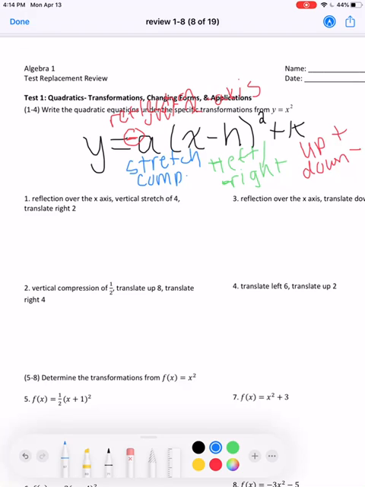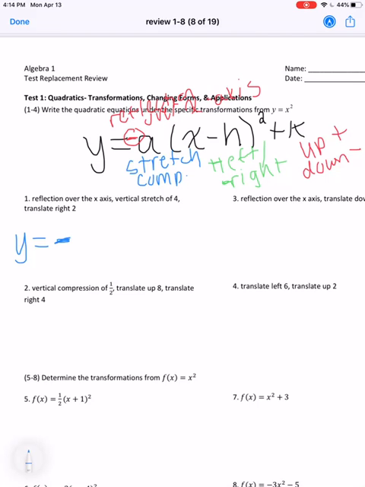So number 1 through 4, it says write the quadratic equations with the specific transformations. So you always want to start with y equals. First it says reflection over the x-axis, so we're going to have a negative. A vertical stretch, so that will be a. And then it says right 4, so right and left goes with x inside the parentheses. So you always, again, want to think opposite. So right will be x minus 4. And then don't forget you have the squared outside. There is no shift up or down, so that is all you have to do for number 1.